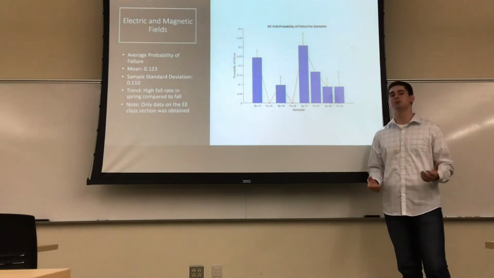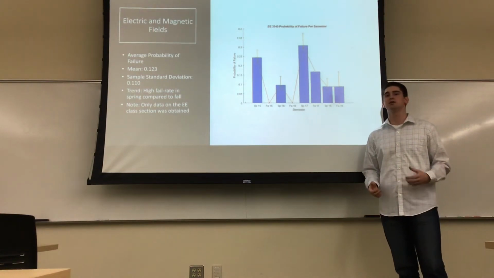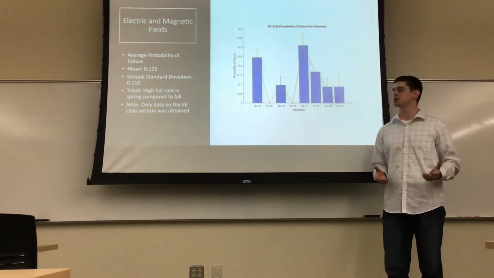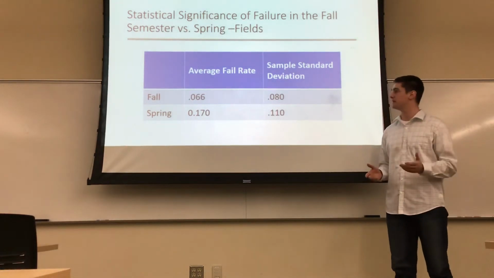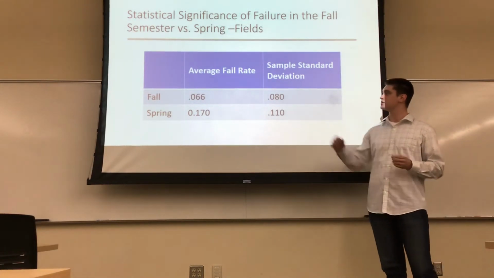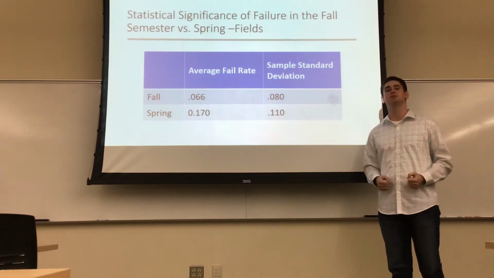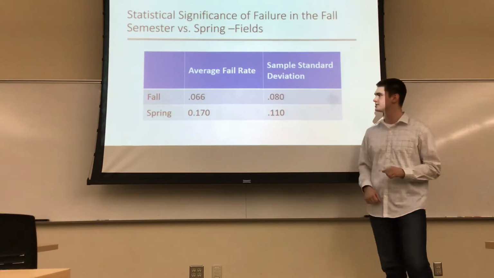But it is important to note beforehand that we only had data on the electrical engineering sections. So we did not have any data for the engineering physics students that took fields. And looking at the spring versus fall fail rates, again, we see that reflected. So for fall, we had a fail rate of about 6.5% compared to 17% for the spring. And we also had fairly similar standard deviations.